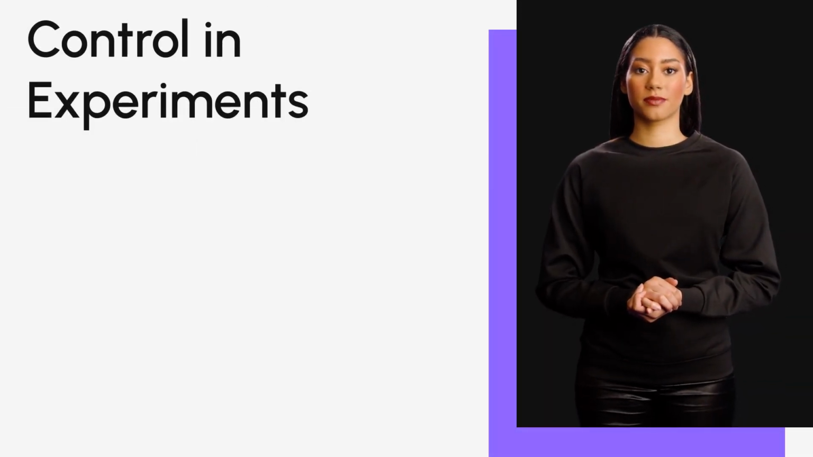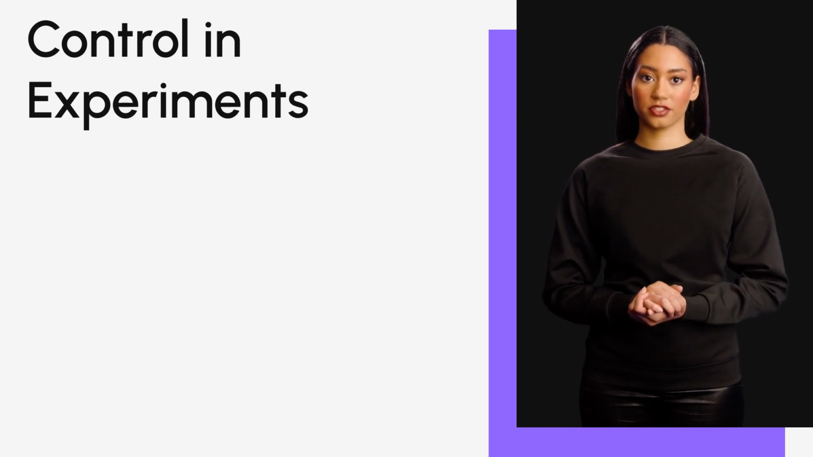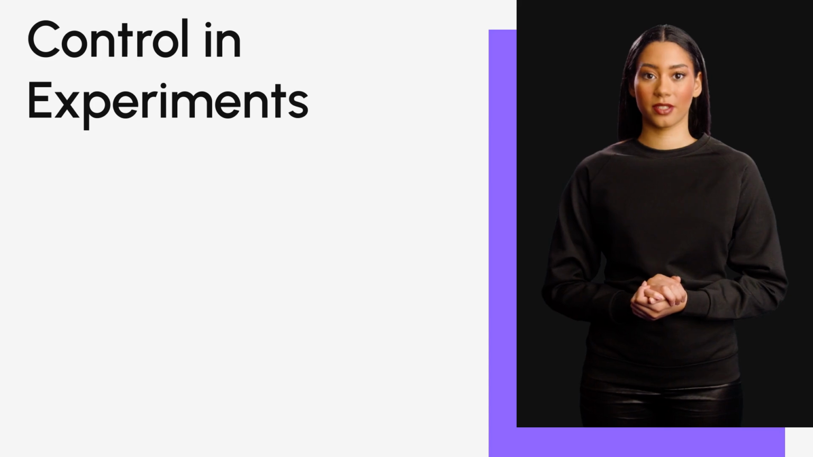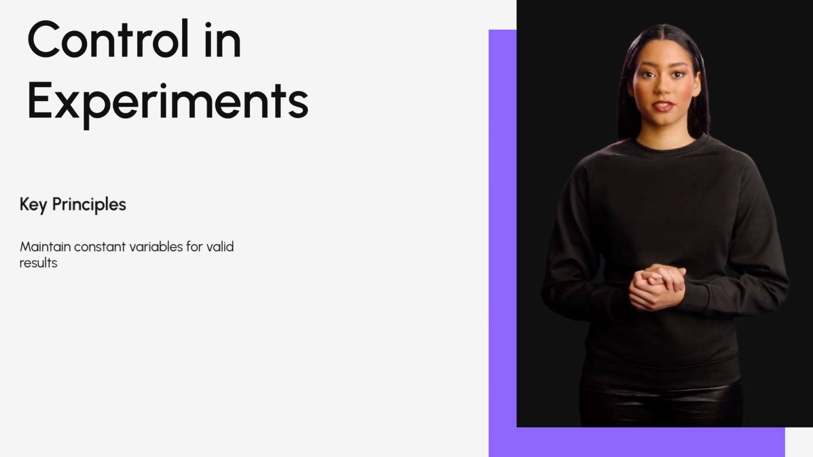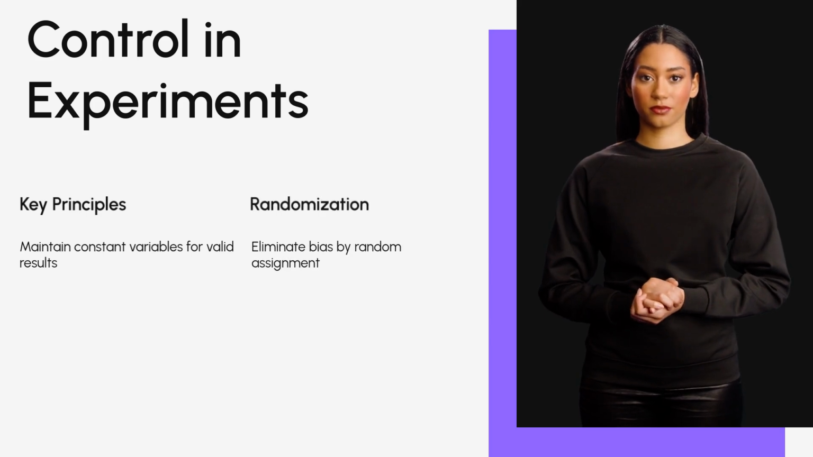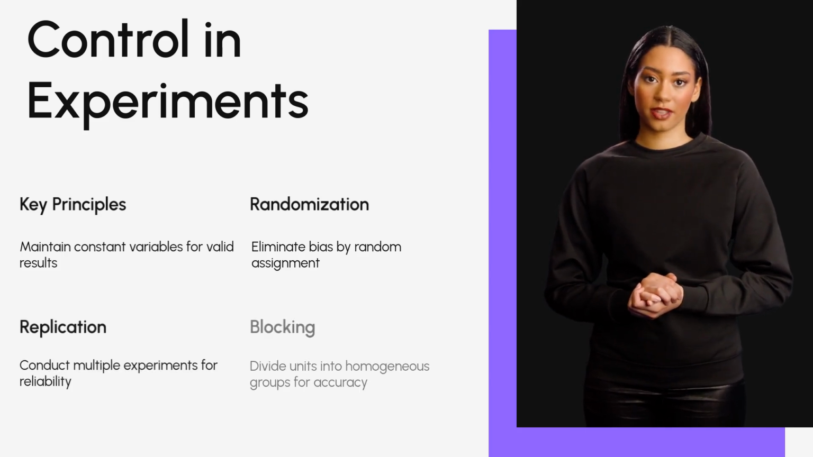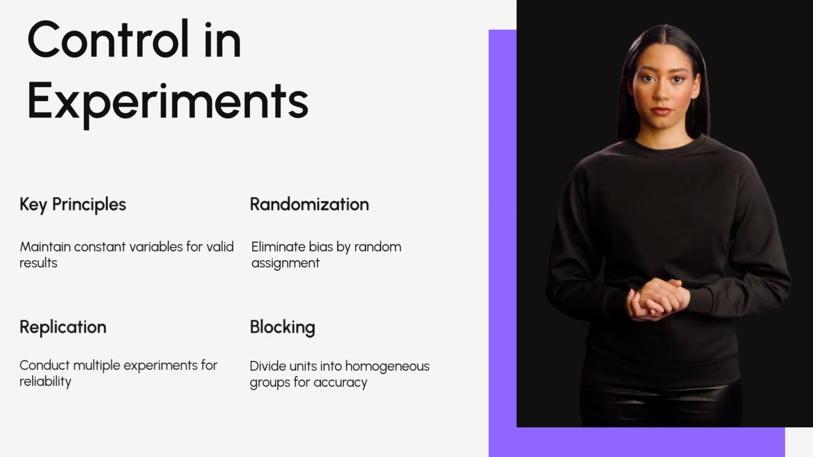Control is essential in experimental design, keeping all variables constant except the one under investigation. Randomization eliminates bias by randomly assigning subjects to treatment groups. Replication involves conducting the same experiment multiple times. Blocking divides experimental units into homogeneous groups. These principles ensure valid and reliable results.